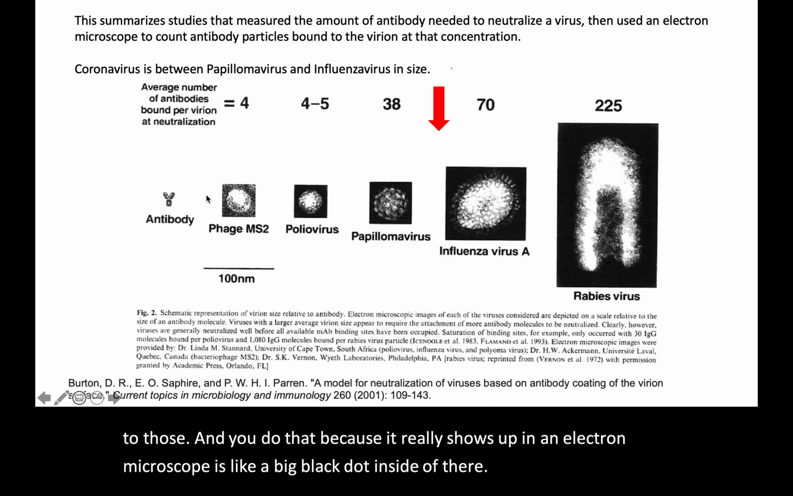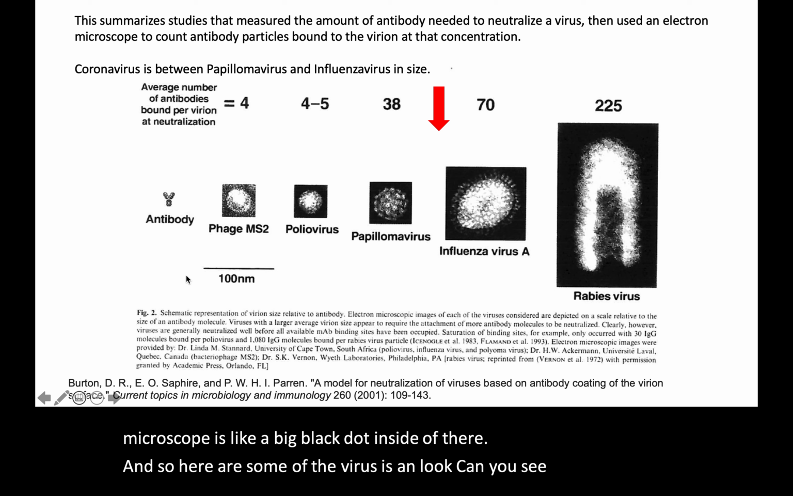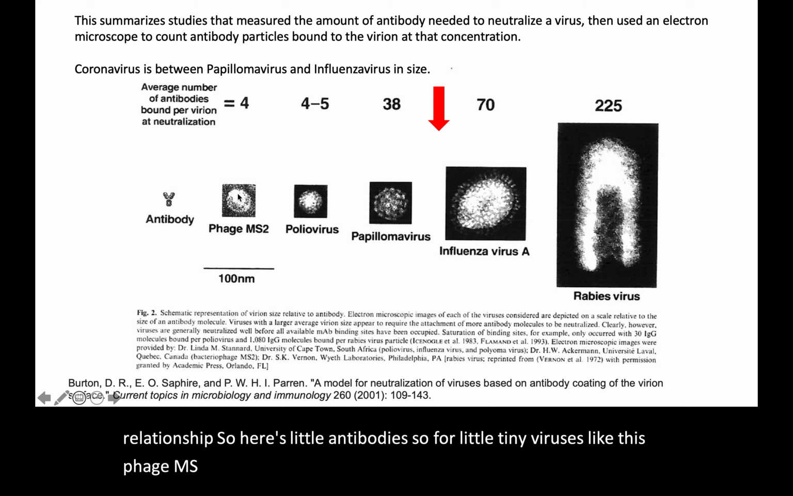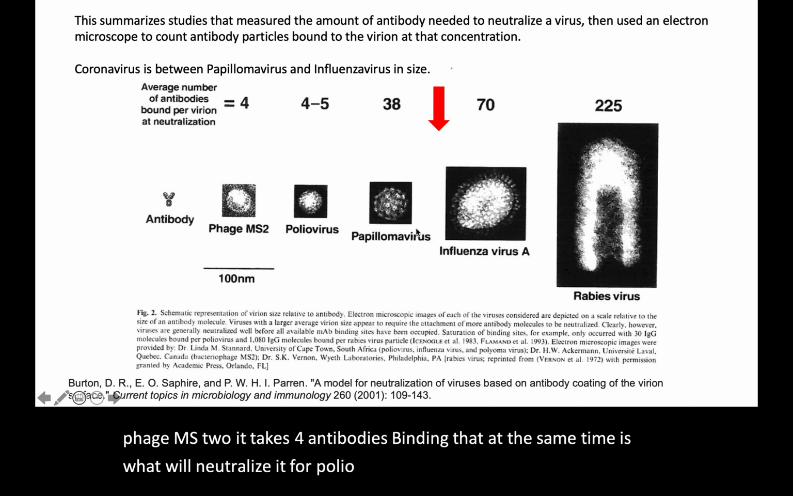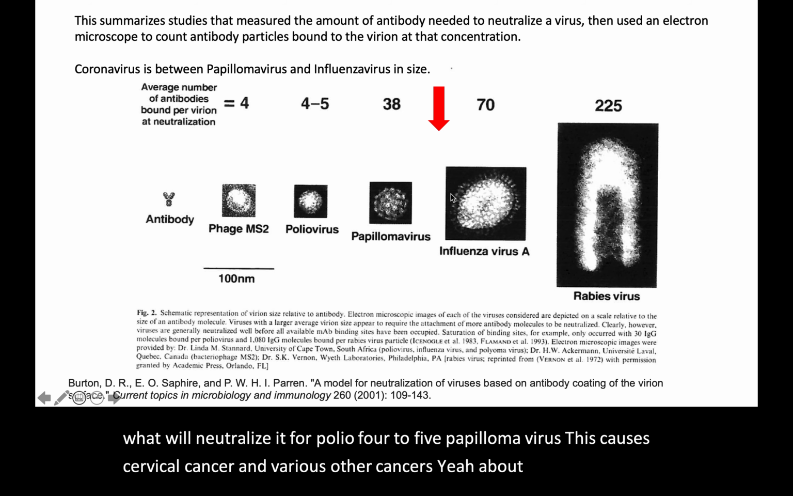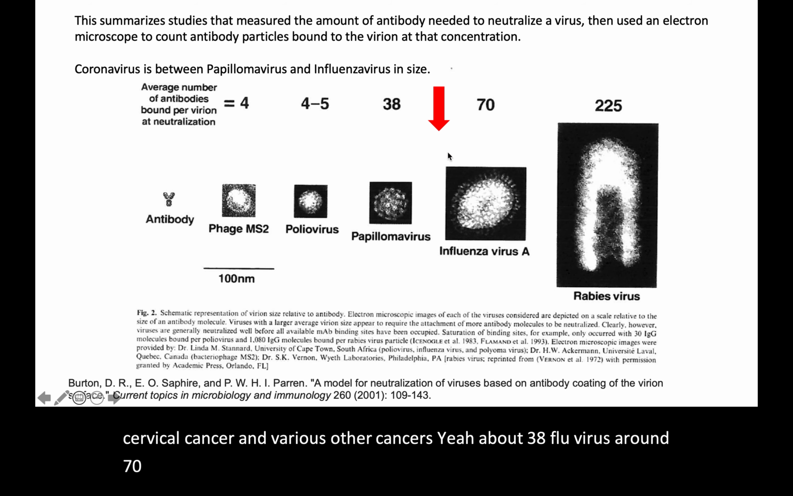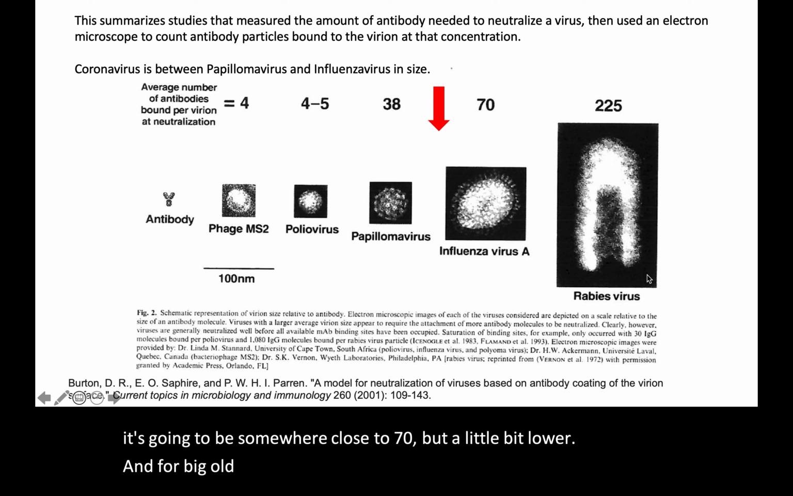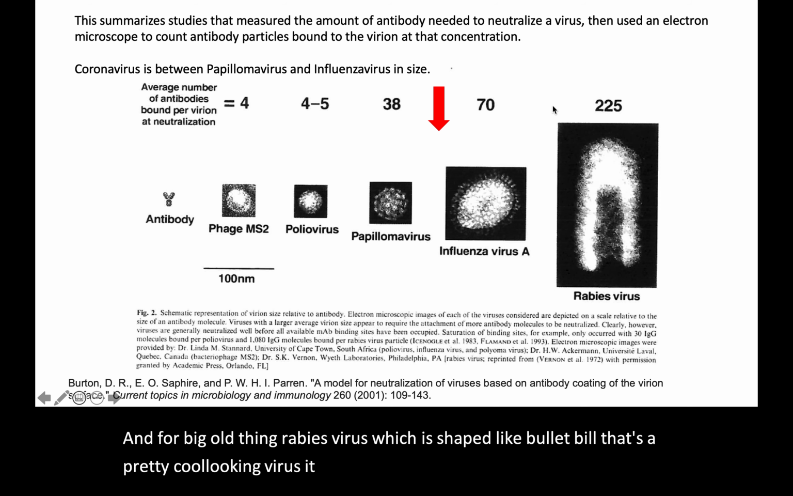And so here are some of the viruses, and look, can you see the relationship? So here's little antibodies. For little tiny viruses like this phage MS2, it takes 4 antibodies binding at the same time to neutralize it. For polio, 4 to 5. Papillomavirus, which causes cervical cancer and various other cancers, about 38. Flu virus around 70. Coronavirus is just a little bit smaller than a flu virus, so it's going to be somewhere close to 70, but a little bit lower. And for a big old thing like rabies virus, which is shaped like Bullet Bill, that's a pretty cool looking virus, it actually takes 225 of these things.